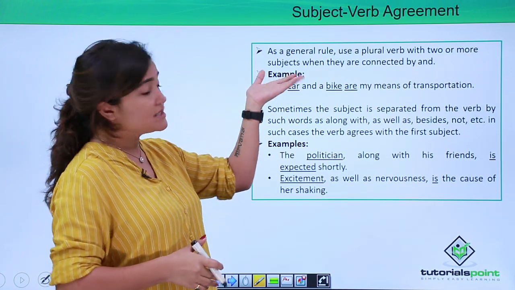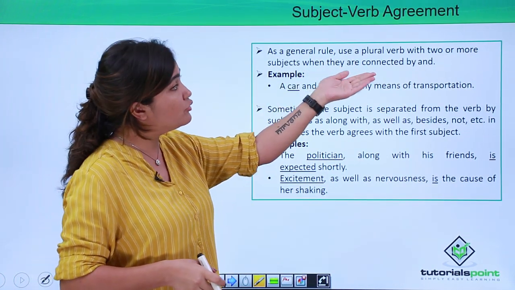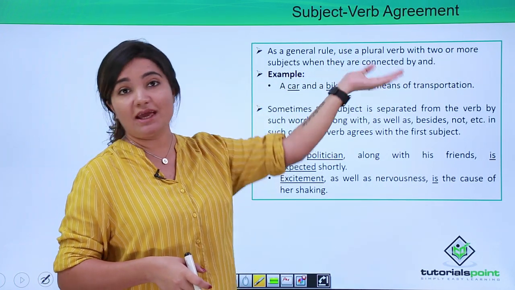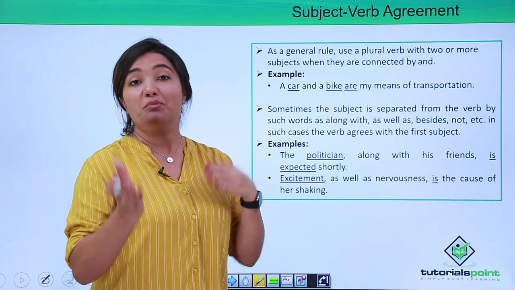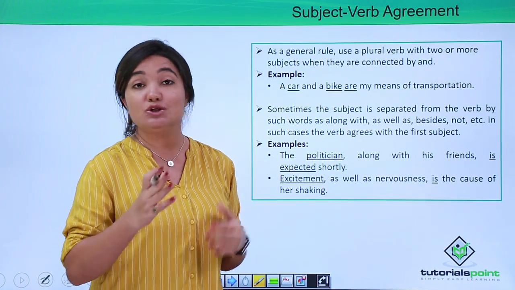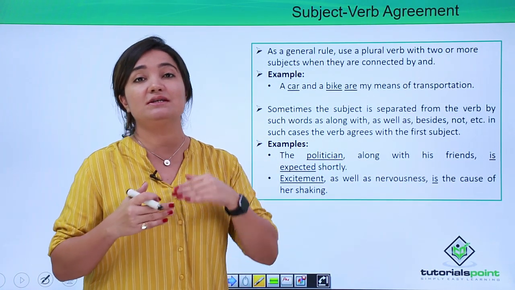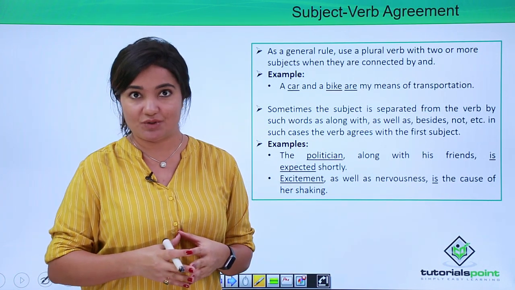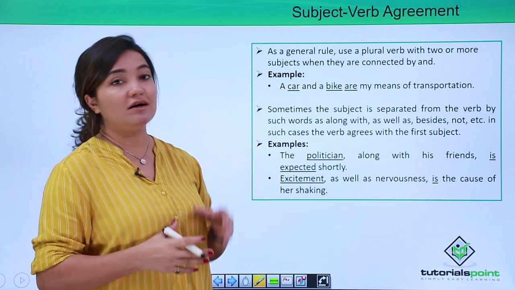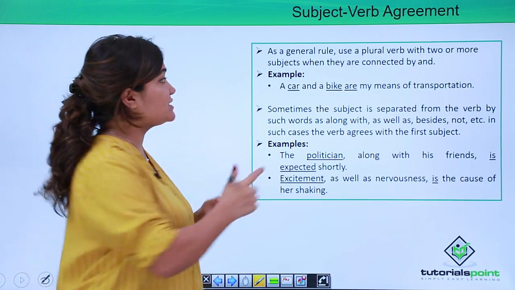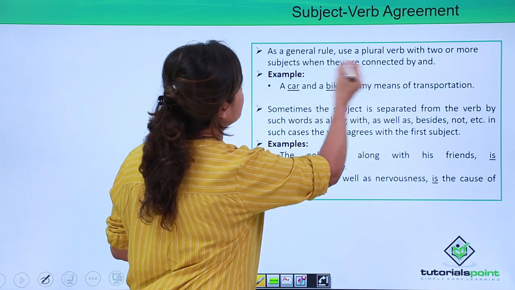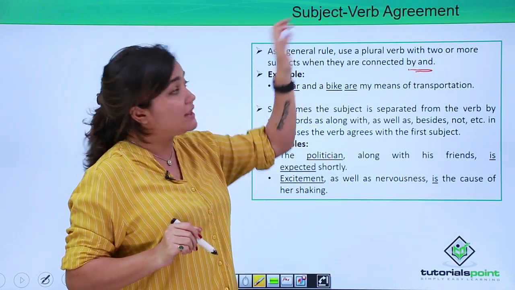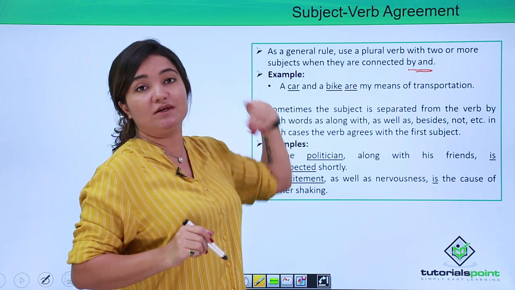Okay, as a general rule, use a plural verb with two or more subjects when they are connected by and. So here comes the difference. Before this we read about or, right? And I told you there is no addition whenever it's or, either or, neither nor. There is no addition that is taking place, right? That's what I told you. But here the equation changes, because here we have used and. Connected by and, so this and is what is going to change the entire equation here.